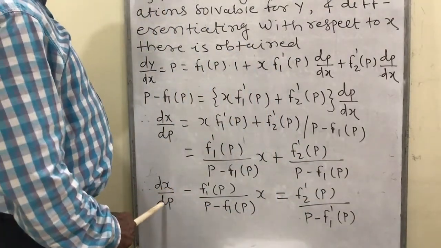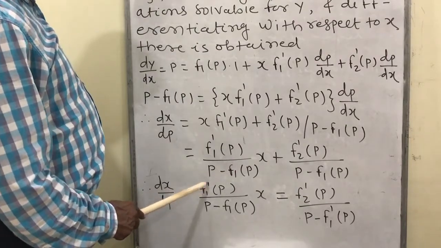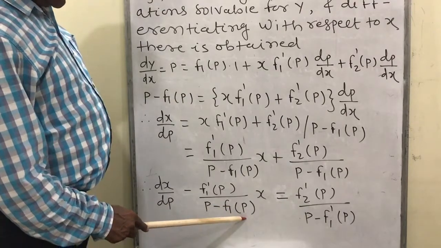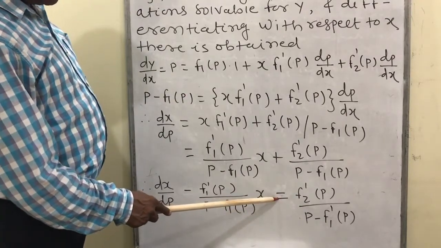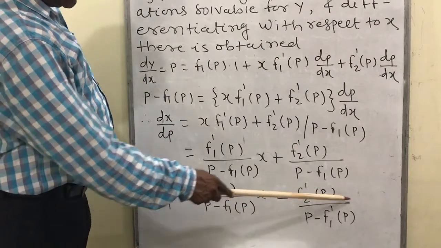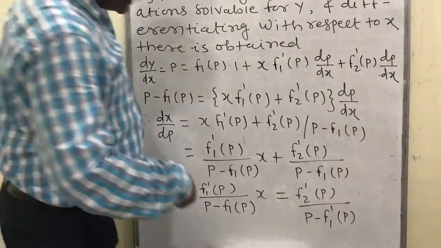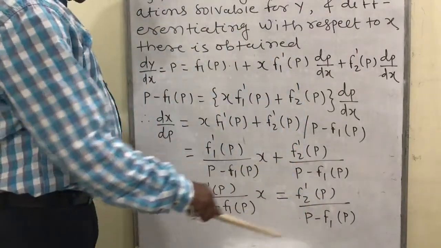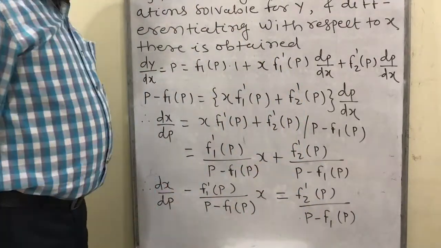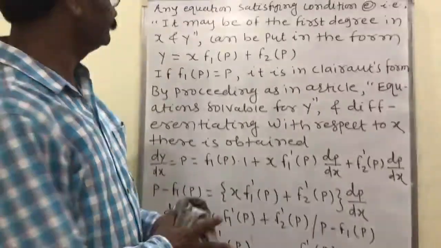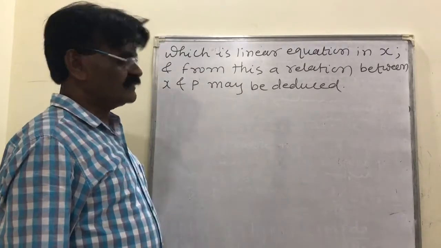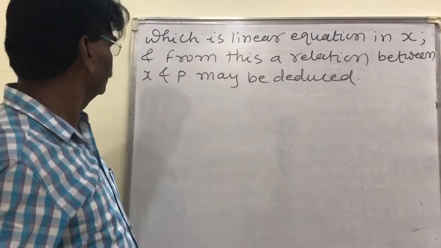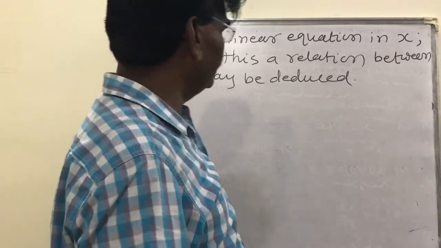Hence dx upon dp minus f1 dash of p upon p minus f1 of p into x is equal to f2 dash of p divided by p minus f1 of p, and this is a linear equation in x, and from this a relation between x and p may be deduced.